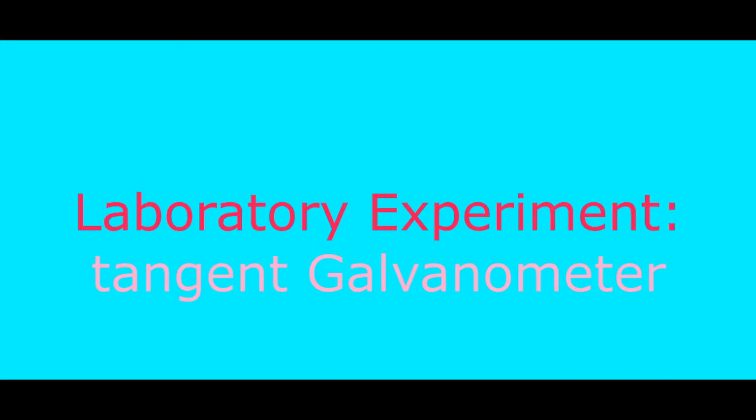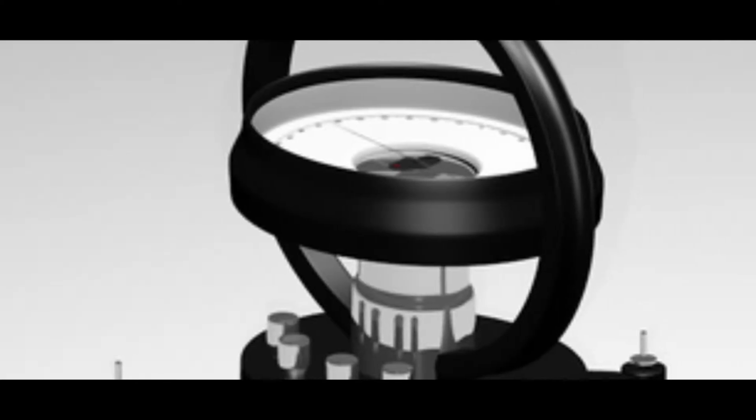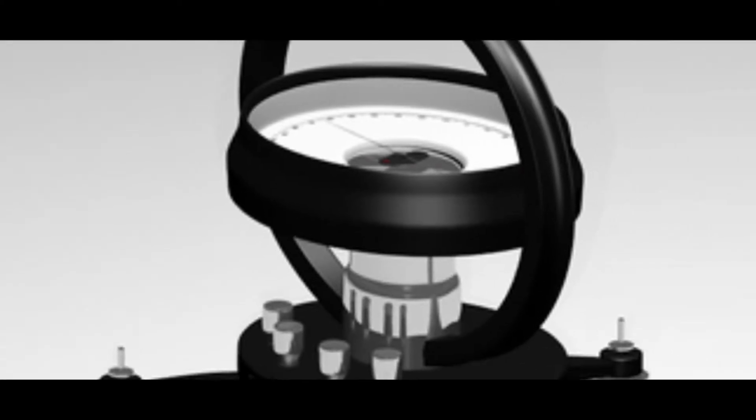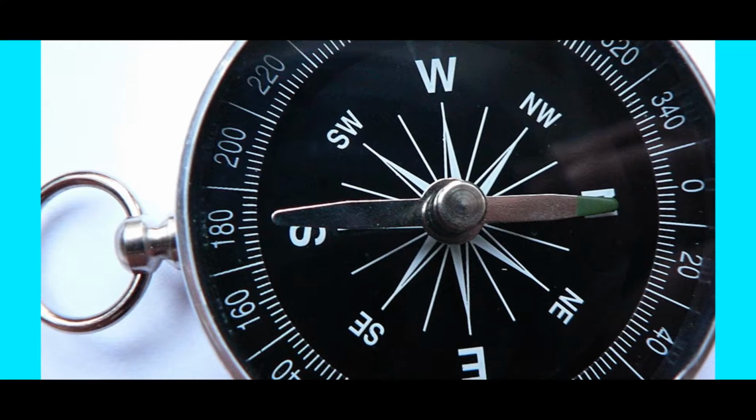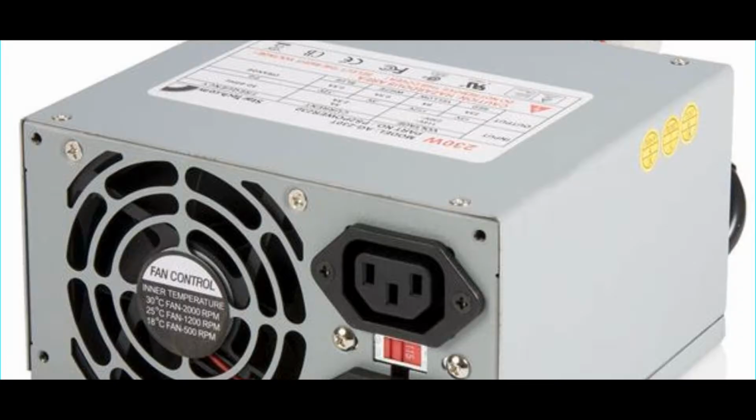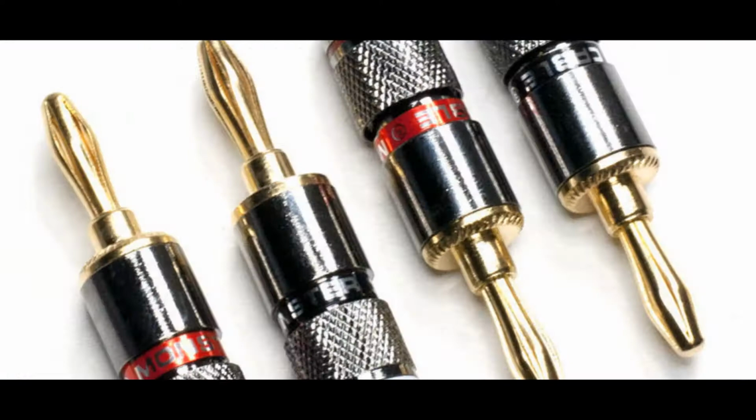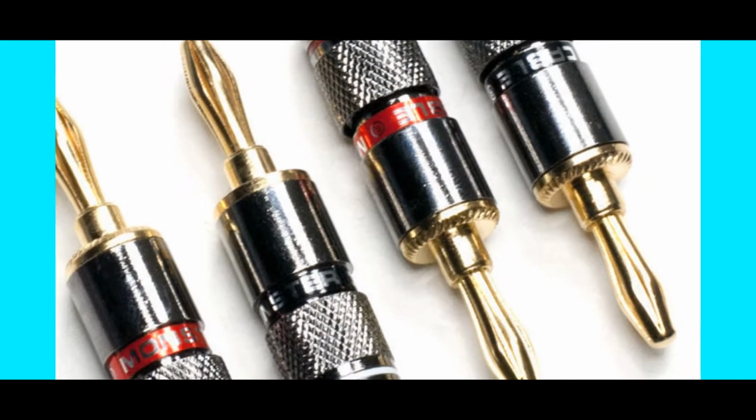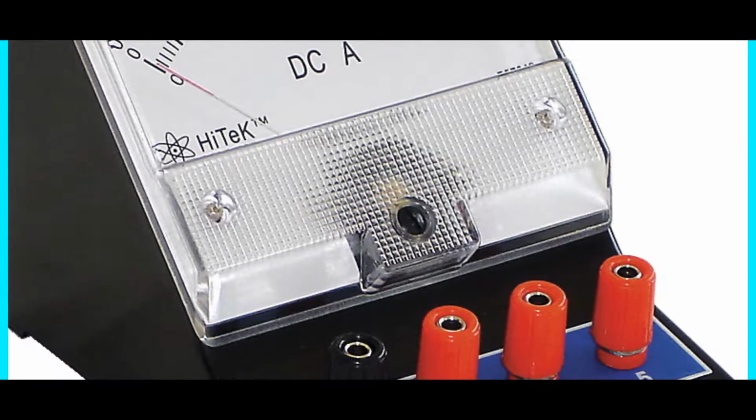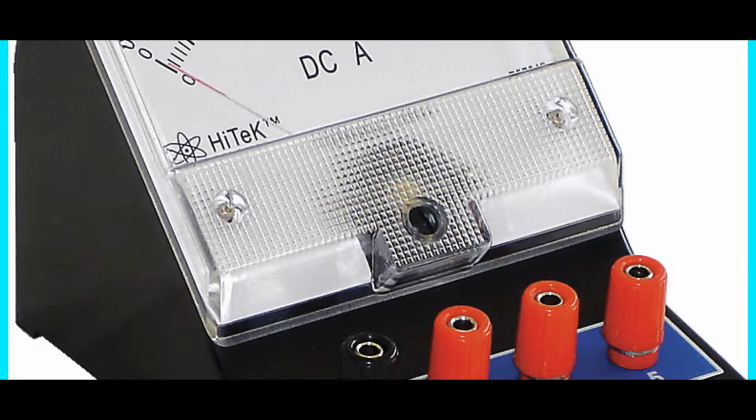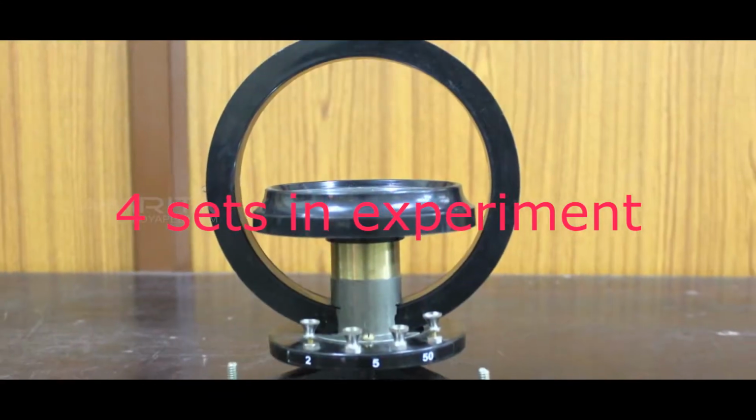We had a laboratory experiment entitled the tangent galvanometer. The materials needed in the experiment are 1 piece tangent galvanometer, 1 piece compass, 1 piece power supply, 3 pieces banana connectors, and 1 piece ammeter. We will have 4 sets in our experiment.